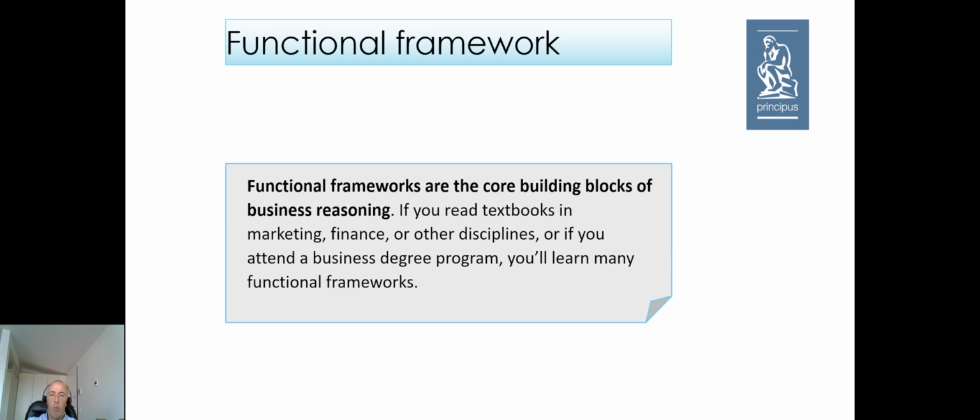Functional frameworks are the core building blocks of business reasoning. We have 3 styles of functional frameworks. They are formula frameworks, which connect a result and its components, typology frameworks, which list different categories of things, and checklist frameworks that are similar to typologies, but are lists in which all elements must be present simultaneously for conditions to be true. The most important functional frameworks are marketing, strategy, organization and change, operations, and finance.